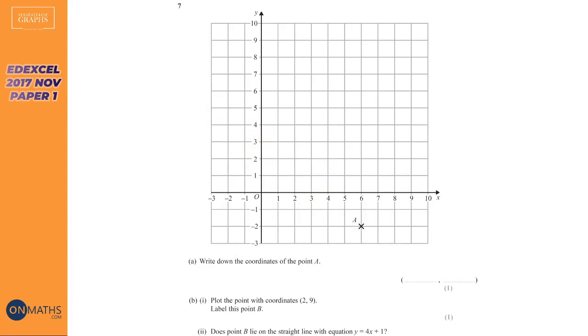What's up guys, Onmaths here, and today we're looking at straight line graphs, and included in that is coordinates. So we're going to start off with a coordinate question, and it says write down the coordinates of point A.